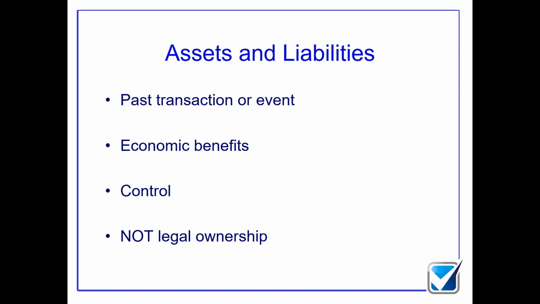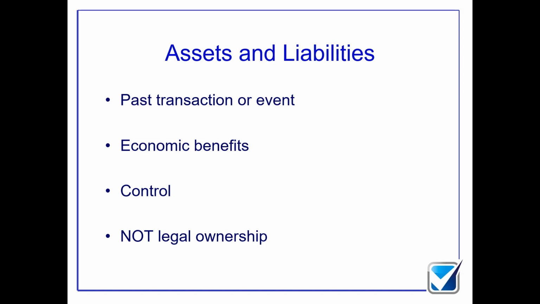There has to be a past transaction or event. That past transaction may have been a sale, a purchase, or something else such as a court case. Economic benefits have to flow. If this is an asset, economic benefits flow into the business. If this is a liability, economic benefits flow out of the business.